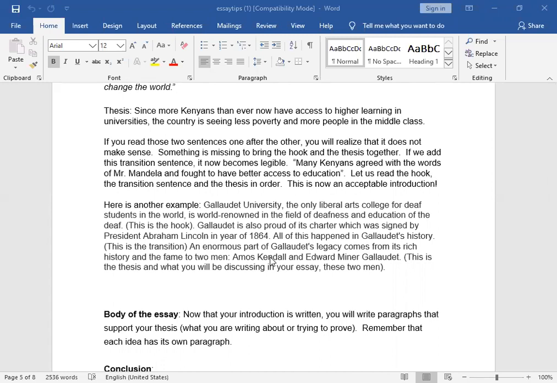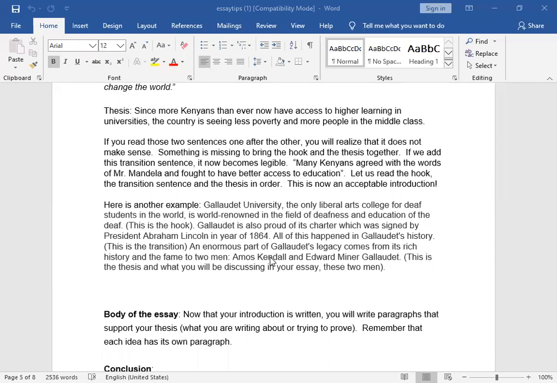So now, after the transition, the hook, and the introduction, you go straight away to the body of the essay. Now that your introduction is written, you will write paragraphs that support your thesis. Thesis here is what you are writing about or trying to prove.